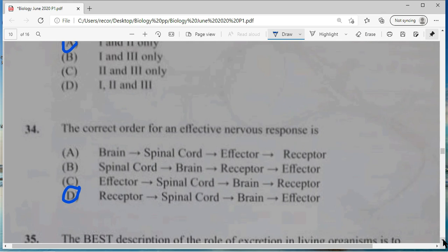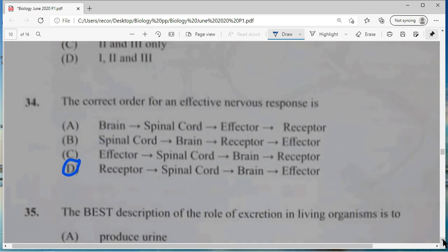The correct order for effective nervous response. So let us look. The receptor can't be at the end, so A is out. B, the effector is at the end, but it doesn't start with a spinal cord. C, the receptor can't be at the end, so D is a more suitable answer, where the receptor is going to pick up that stimulus, the change in the environment, send it to the spinal cord, which is later registered in the brain. However, the effectors, which are muscles and glands, are going to bring about that change to, of course, protect the organism.